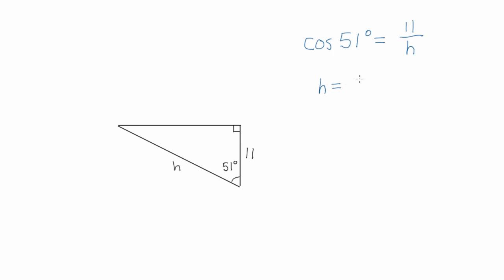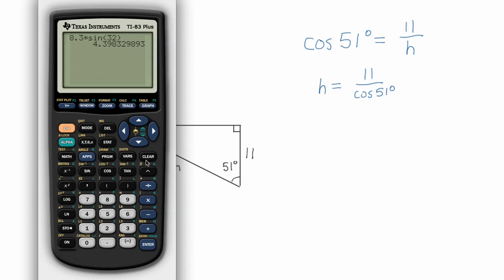h is equal to 11 divided by the cosine of 51 degrees. Then we get our calculator out again and simply enter the, oh, my calculator's frozen. Let me restart it here. Simply enter this expression into our calculator. We've got 11 divided by the cosine of 51. And we get 17.479. Maybe we'll round that off to 17.5.